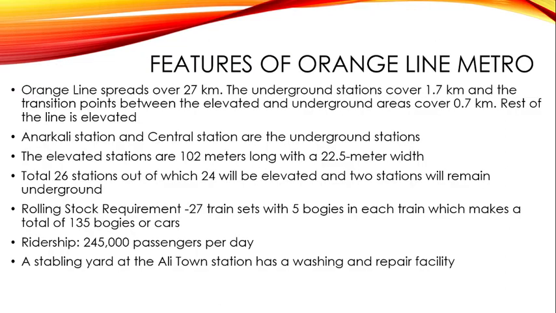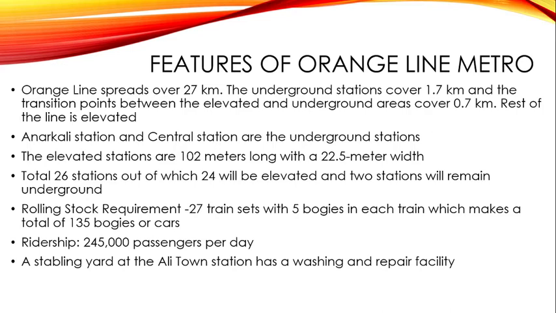Now we move to the next slide, and now we look at the features of the Orange Line metro train. It covers 27 kilometers, with a station every 1.7 kilometers, and about 0.7 kilometers of it is underground. The rest is elevated. From Anarkali station and the central station, underground stations are made. The elevated stations are 102 meters long and 22.5 meters wide. There are 26 stations, out of which 24 are above the ground and 2 are beneath the ground.